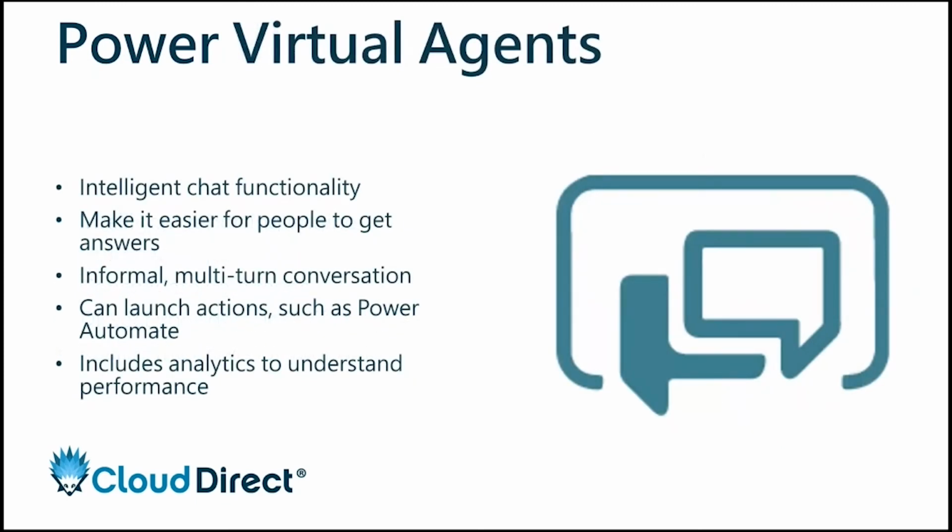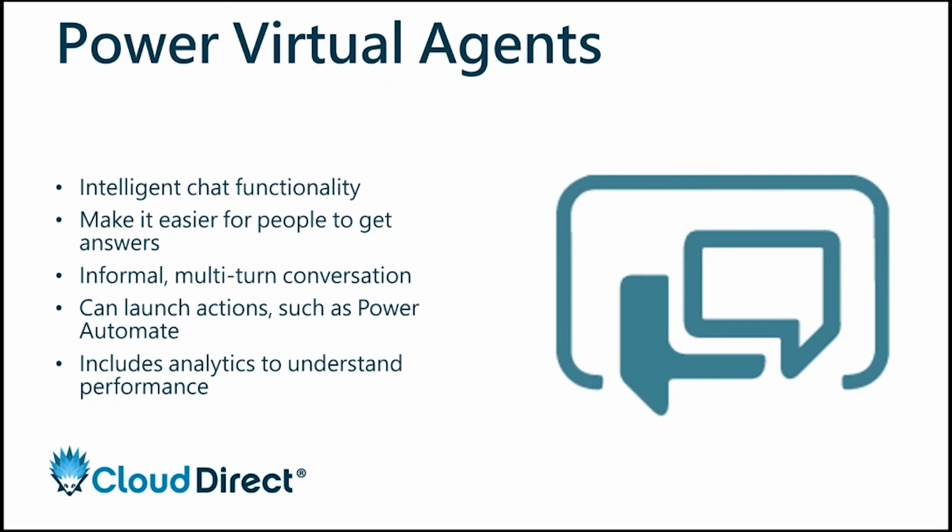Power Virtual Agents, as I've said earlier, is the newest addition to the Power Platform. So what we can do with Power Virtual Agents is implement an intelligent chat functionality. It gives people a much more informal way of finding answers or getting data into the organization. So it makes it easier for people to communicate. It's done with natural language. So it's an informal, multi-turn conversation driven by AI, which you can generate FAQs and sections and questions and answers. And then things can happen off the back of that.